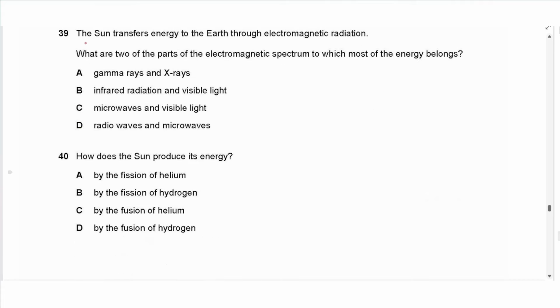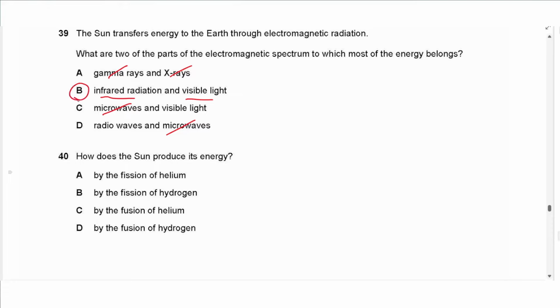Question 39 says the Sun transfers energy to the Earth through electromagnetic radiation. What are two of the parts of the electromagnetic spectrum to which most of the energy belongs? So most of the energy emitted from the Sun is in the range of infrared, visible light, and ultraviolet. So it's not gamma and X-rays. It is visible light and infrared. Yes. Microwaves, no. So the answer is B.